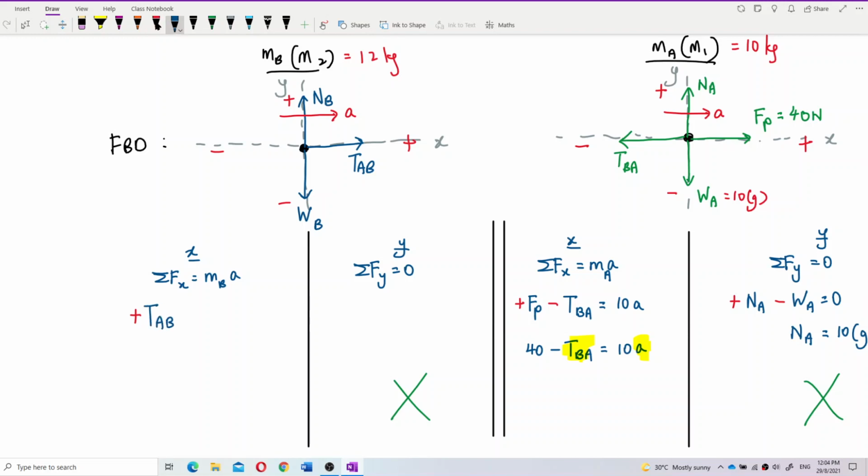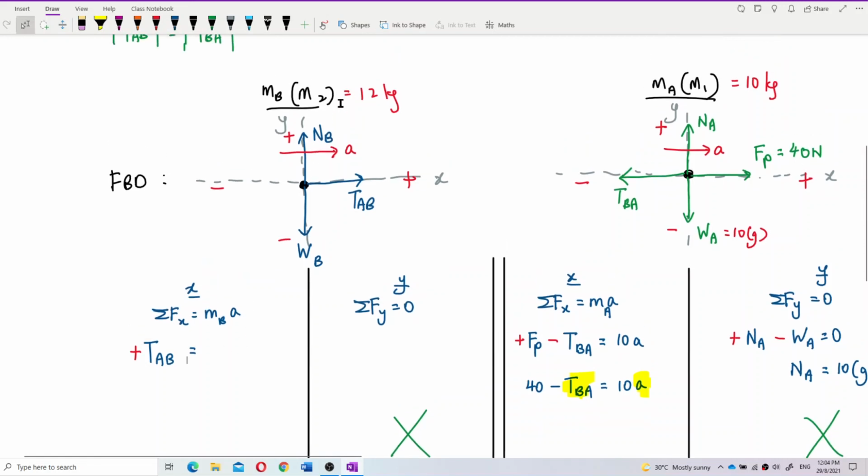So positive TAB, and mass B is 12 kilograms, so it's 12A. It doesn't have any force in the direction opposite to the acceleration, so just TAB only. And for the y component, the normal force is positive, the weight is negative. So we put positive the normal force, and negative the weight.